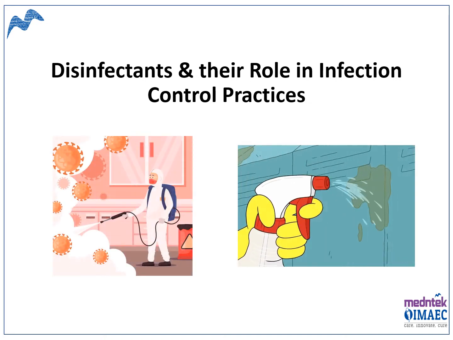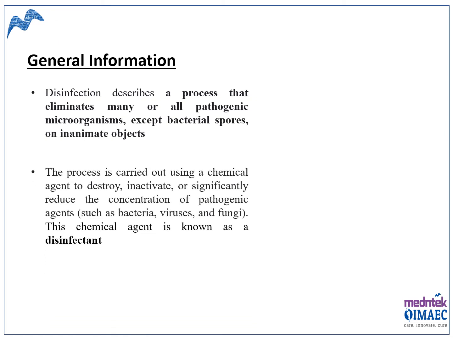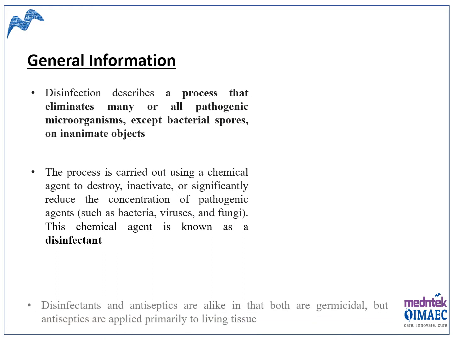So basically, a disinfectant is a chemical. Disinfection describes the process that eliminates many or all pathogenic microorganisms, except bacterial spores, on inanimate objects. The process is carried out by using a chemical agent to destroy, inactivate, or significantly reduce the concentration of pathogenic agents such as bacteria, viruses and fungi. This chemical agent is known as a disinfectant.